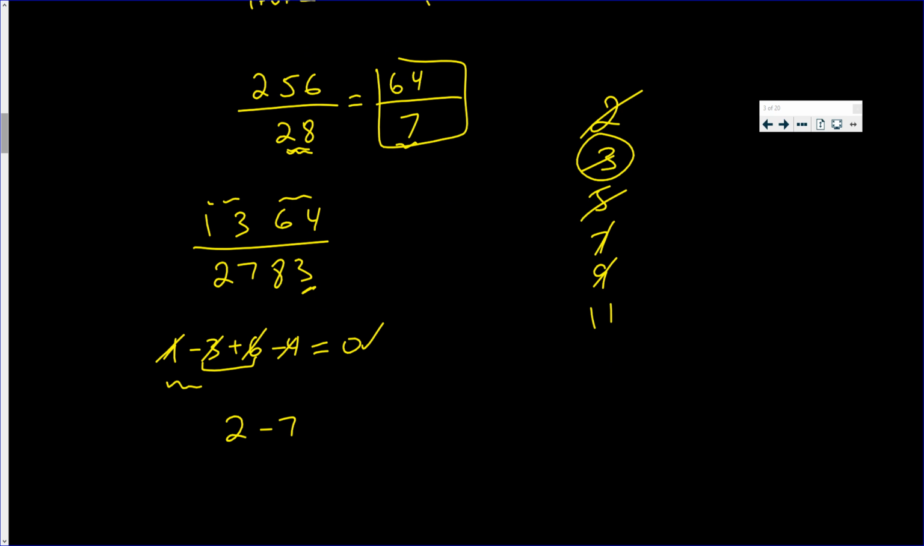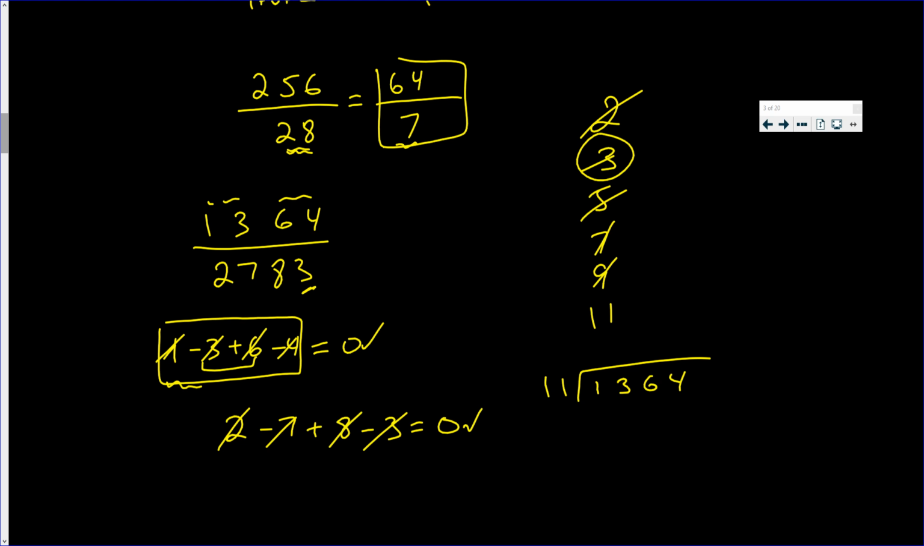How about the next number? 2 minus 7 plus 8 minus 3. 2 plus 8 is 10. Take away 7 is 3. Take away 3 here. It's a multiple of 11. So now I would divide by 11. How else are you going to know if it's divisible by 11? And all I did was simple addition and subtraction problems.